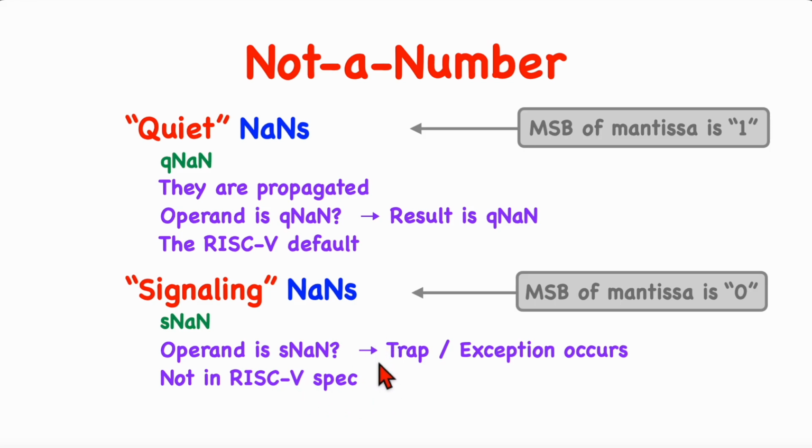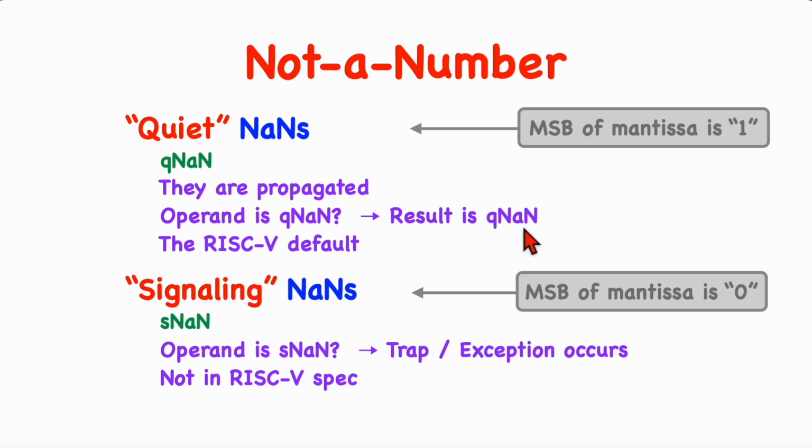But here's the idea with signaling NaNs. If signaling NaNs are implemented, then the most significant bit of the mantissa is used to distinguish between quiet and signaling. If it's 1, the NaN is quiet, and if it's 0, it would be signaling. With a quiet NaN, if one of the operands to an instruction is a quiet not a number value, then the result would be another not a number value, and so quiet NaNs are propagated. So the idea is if you have problems in a lengthy computation, then the result will be a not a number after several instructions.